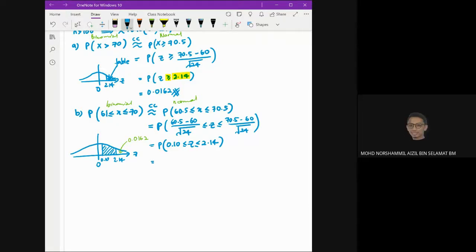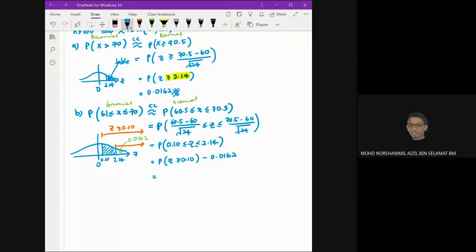So means that to get the shaded region, we need to get this part, Z greater than or equals to 0.1, and then minus this region kan? So this the second region we obtained already. So we need probability of Z greater than or equals to 0.1 minus 0.0162 that we obtained already.